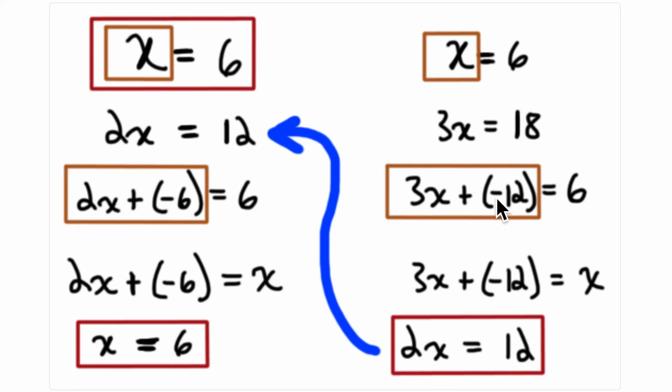So this is 3x plus negative 12 equals 6, and x equals 6. So 3x plus negative 12 equals x. You end up with 2x equals 12, which is this equation here. And then you go through the process one more time.